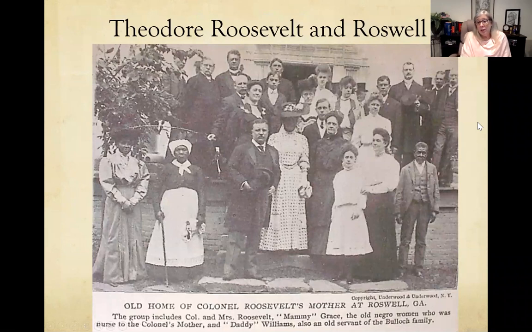He does make a trip back to Georgia here to visit his mother's childhood home while he's president of the United States. And this was huge, huge news. And this is the photograph that's taken when he visits Bullock Hall here in Roswell. And what I love about this picture, so here's Roosevelt and here's Edith, and they're on the front steps of Bullock Hall.